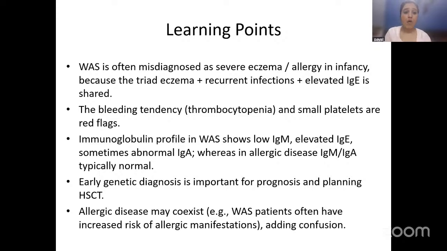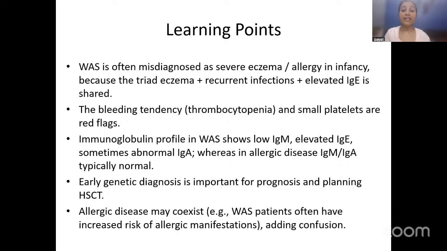Learning points: VOS is often misdiagnosed as severe eczema or allergy in infancy because the triad is shared: eczema, recurrent infections, usually respiratory, and elevated IgE. This may very well be there in allergic disorder. Thrombocytopenia and small platelets is the red flag sign. Importantly, interpret the CBC well. Tell your pathologist to look at the peripheral smear. Anytime you do a CBC, it is incomplete without a peripheral smear.